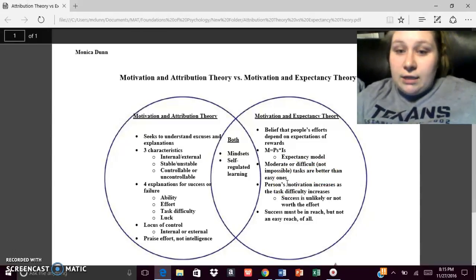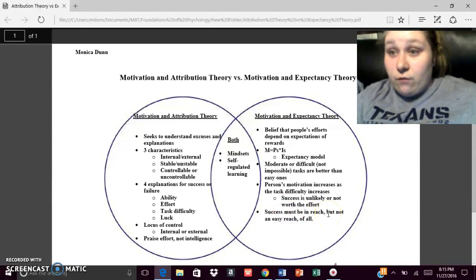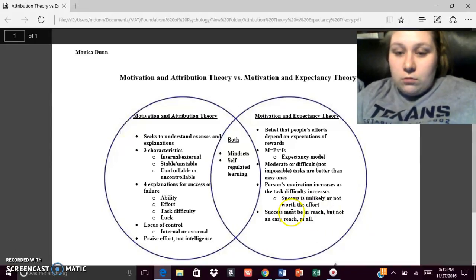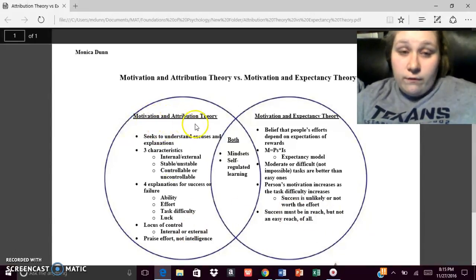Because if a student sees that the possibility of success is high, then it will decrease the motivation. Now, the whole point of this theory is that success must be in reach, but not in easy reach for all of the students. So, to sum it up, according to the motivation and attribution theory, we need to praise the effort, not the intelligence level of a child. And according to the motivation and expectancy theory, success must be in reach for all students, and it should not be an easy reach for all of the students.